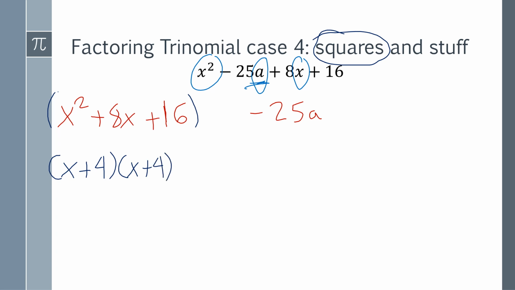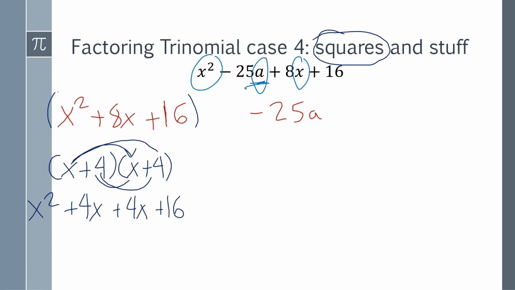So let's factor this to check our work. So x times x is x squared. x times 4 is 4x. x times 4 is 4x. 4 times 4 is 16. When I combine my terms, guess what? I get x squared plus 8x plus 16. And that's me checking my work. And that's how I know I'm right.